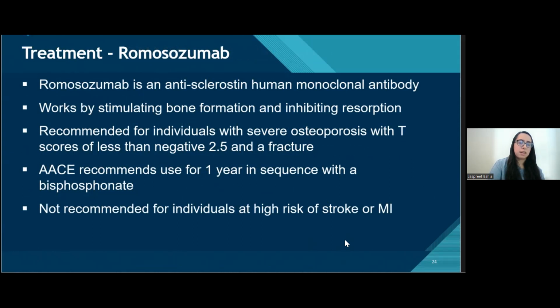The American Association of Clinical Endocrinology recommends use of romosozumab for 1 year in sequence with a bisphosphonate. The reason this medication is only recommended for 1 year is that the long-term safety of it hasn't been established. I believe the literature showed that there is an increased risk of stroke or MI with prolonged use. So this medication also isn't recommended for individuals who've had a stroke or a myocardial infarction in the past.